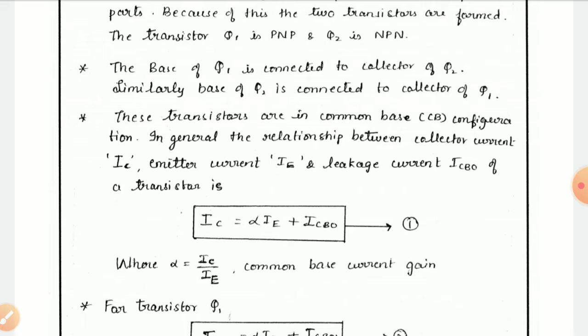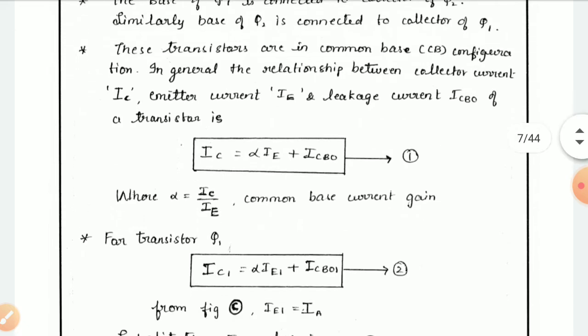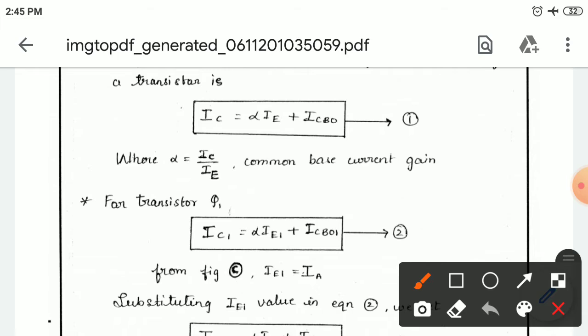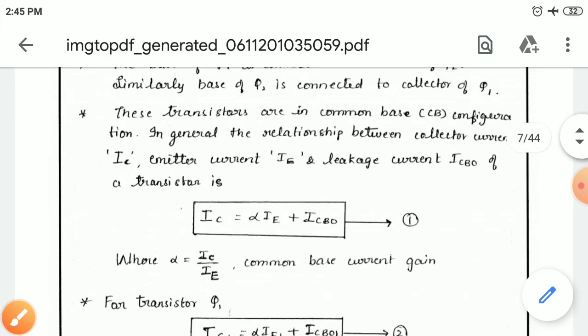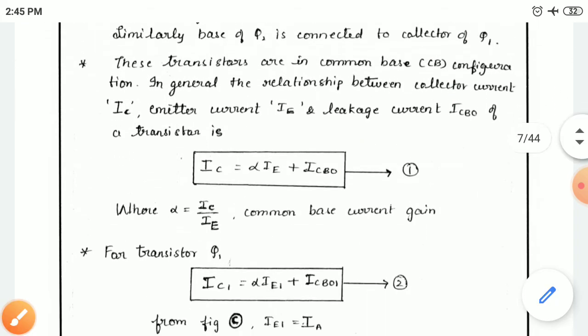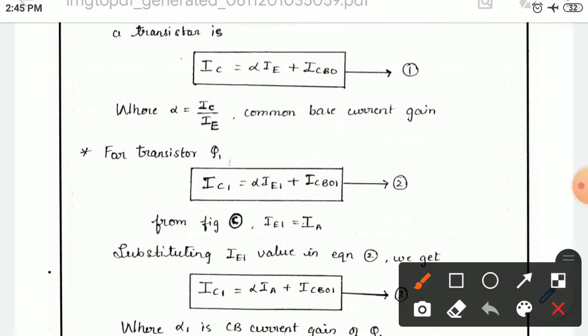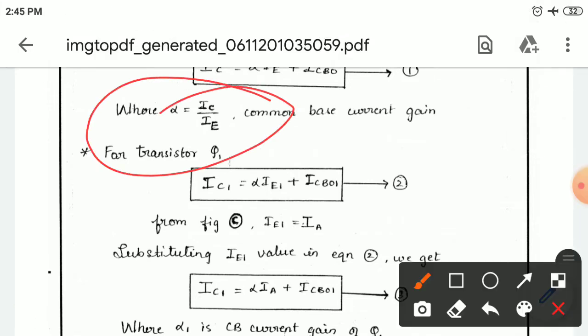The collector current, emitter current and the leakage current are all interrelated. So the collector current of this particular transistor, IC, is equal to alpha times IE plus ICBO. ICBO is nothing but the leakage current, where alpha is nothing but the gain. It is the ratio of the collector current IC divided by the emitter current.